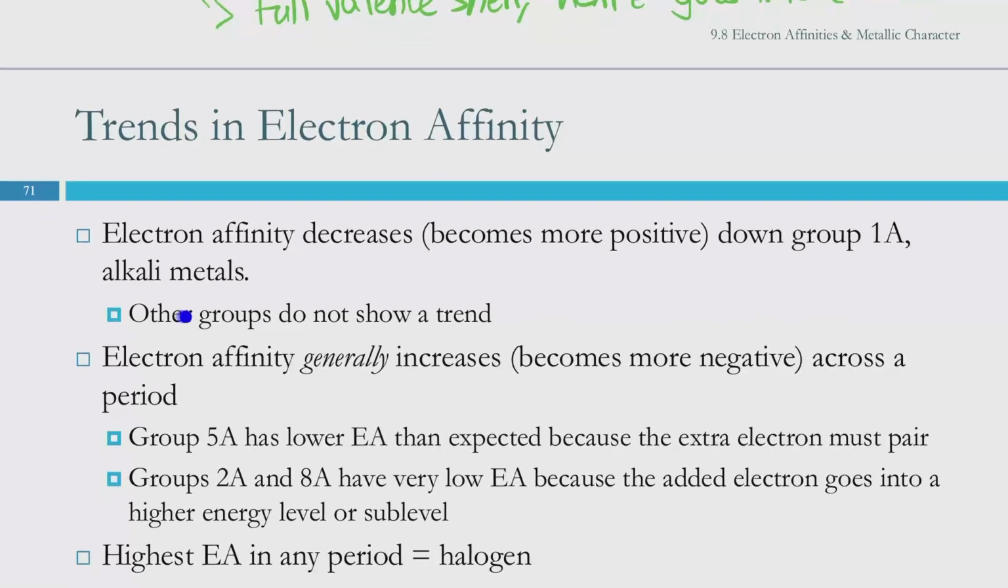For electron affinity, for our alkali metals, our first column, sorry, group 1A, when we're going down group 1A, electron affinity is more positive. Which is a decrease because these are negative.